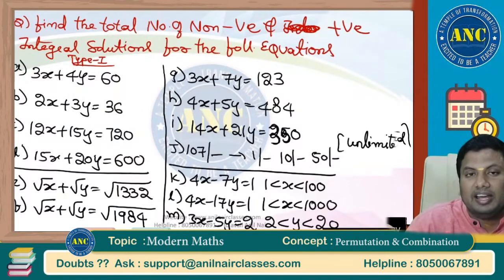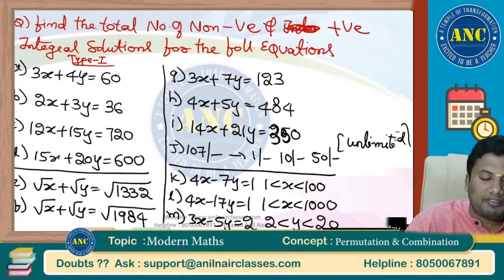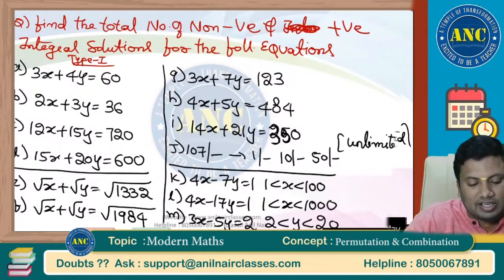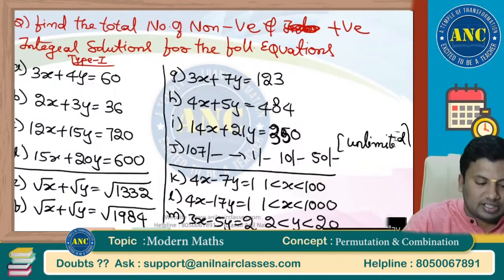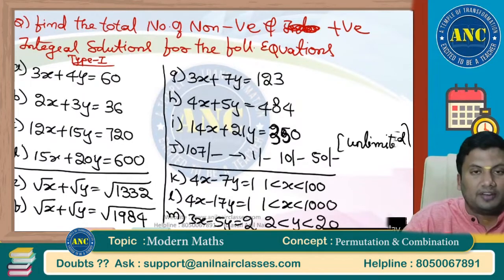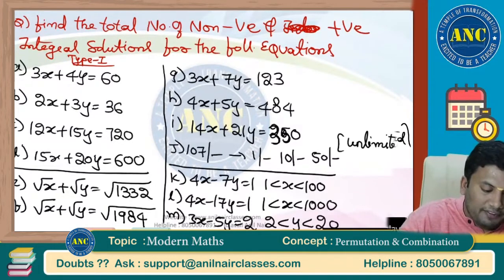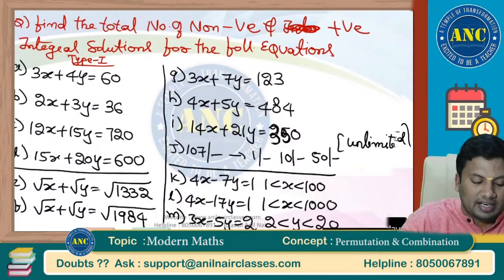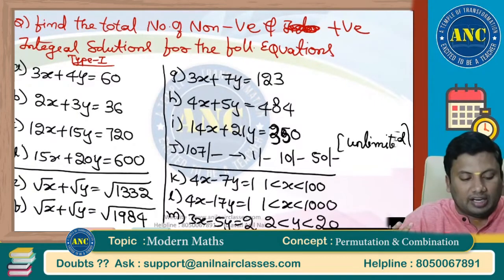This is a linear equation with two variables x and y, and both coefficients are factors of the right hand side. 2 is a factor of 36. 3 is a factor of 36. 12 is a factor of 720. 15 is a factor of 720. 15 is a factor of 600. 20 is also a factor of 600.